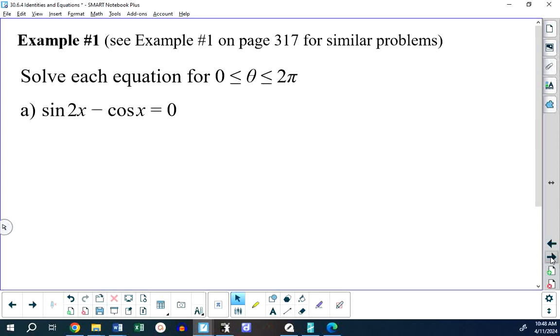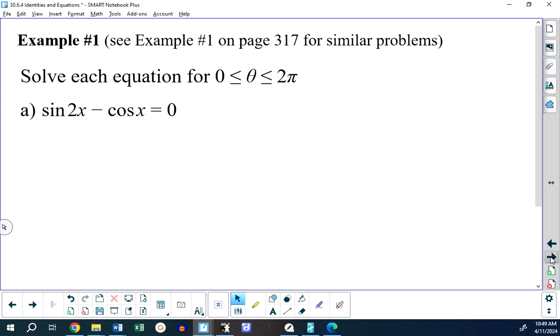So if I give you this equation, example number 1, and it's the same as the proofs lesson in terms of me telling you there's a similar example in your textbook. You're asked to solve each equation here in example 1 for the domain of theta between or equal to 0 and 2 pi. So for a full revolution, including the beginning and the end. And if I gave this to you in the last unit, you wouldn't know what to do. But if you look at this now, there's really only one thing you can do.